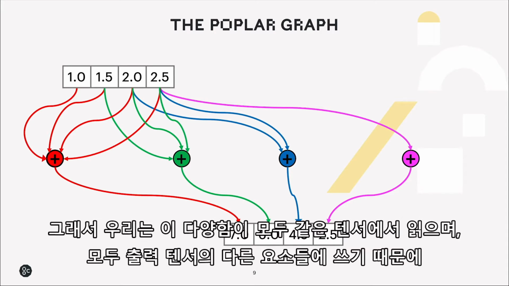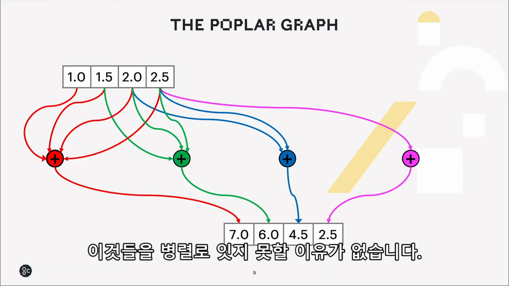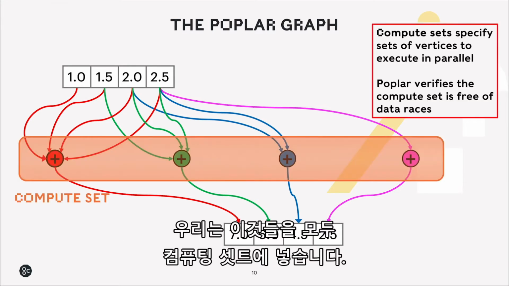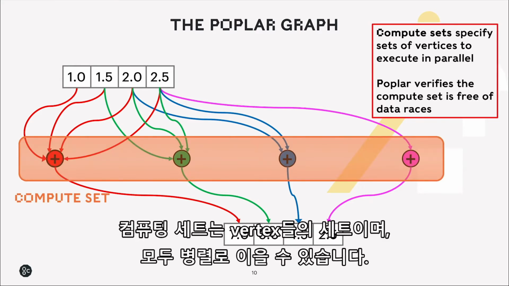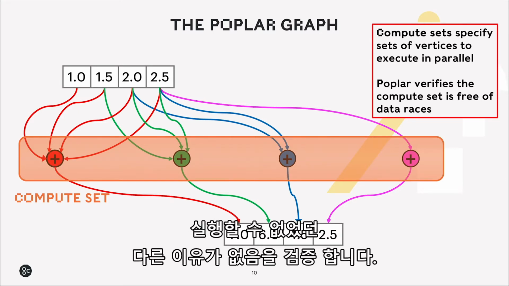So we notice with these vertices that they all read from the same tensor and they all write to different elements of the output tensor. So there's no data dependency there. There's no reason why we can't run these in parallel. So we can put all of these into what we call a compute set. So a compute set is a set of vertices, all of which can run in parallel. And Poplar verifies that the compute set is free of any race conditions or any other reasons why we couldn't execute these in parallel at the time of execution.